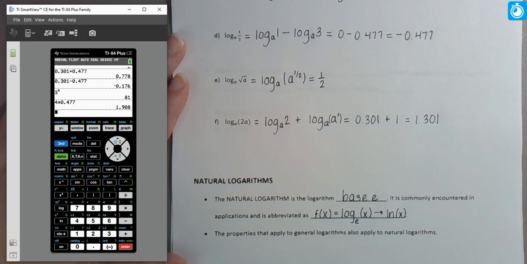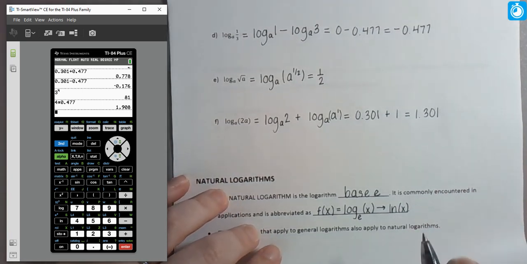All of the rules we just looked at that apply to logarithms are going to apply to this particular logarithm as well. It's just a logarithm with a specific base. In this case, the base is e. All of those rules are still going to apply. So let's do a few examples simplifying things involving our natural logarithm.